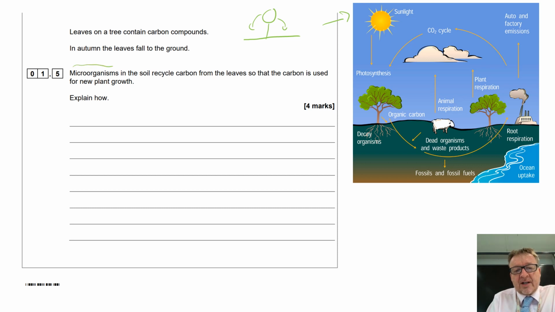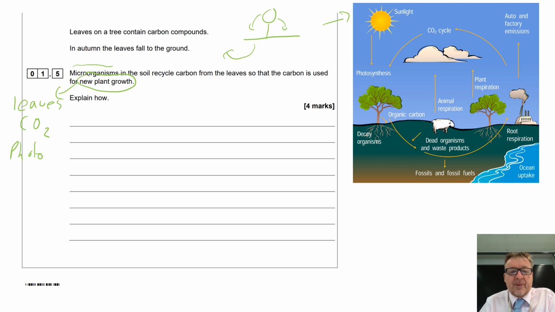Microorganisms in the soil recycle carbon, right? So the leaves fall to the ground, and microorganisms then recycle the carbon from the leaves so that the carbon is used for new plant growth. Plants don't take carbon dioxide in from the roots. They take it in through their leaves as CO2 for the process of photosynthesis. So we need to be linking that in. So it's how do microorganisms do stuff with leaves to make carbon dioxide for new plant growth? It's quite a tricky question to actually come out with.